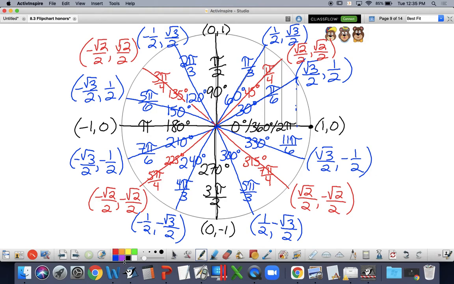So now that we've created the unit circle, right? No, I don't necessarily do this with my regular class versus honors class. The expectations are high here. Now we can hopefully use this as a reference to answer questions.